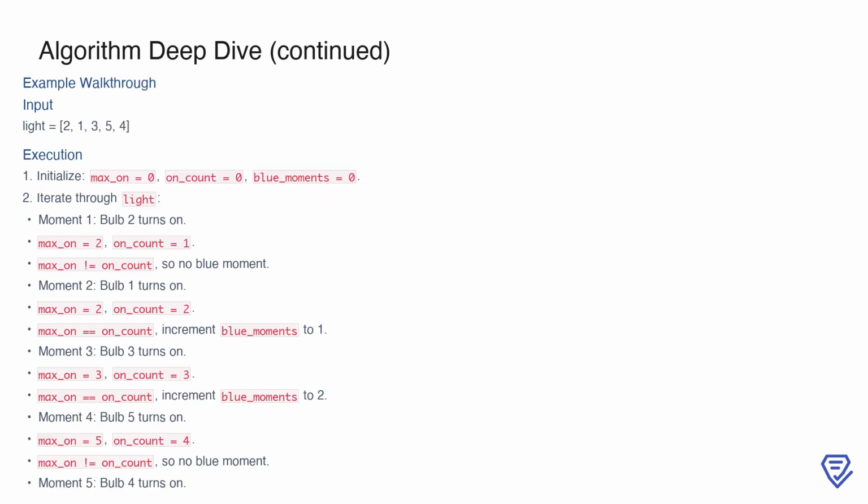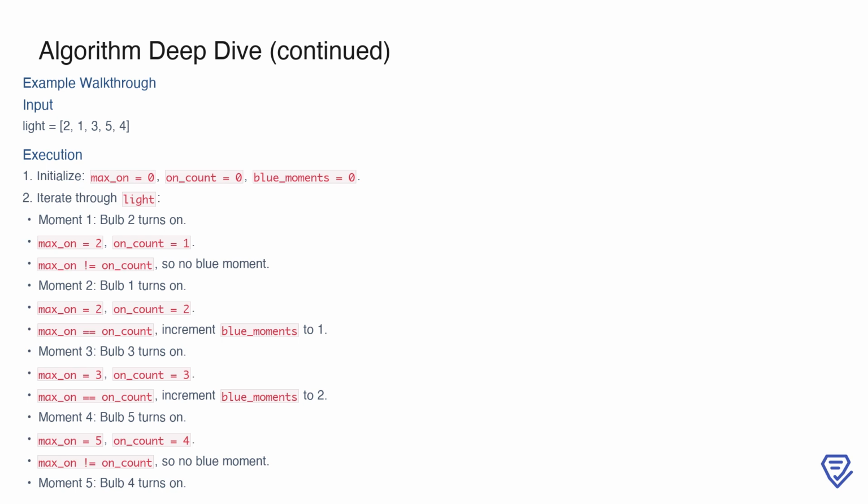Let's walk through an example to solidify our understanding. Suppose the input array is light = [2, 1, 3, 5, 4]. We start by initializing max_on equals 0, on_count equals 0, and blue_moments equals 0. At the first moment, bulb 2 is turned on. We increment on_count to 1 and update max_on to 2. Since max_on does not equal on_count, there is no blue moment yet.